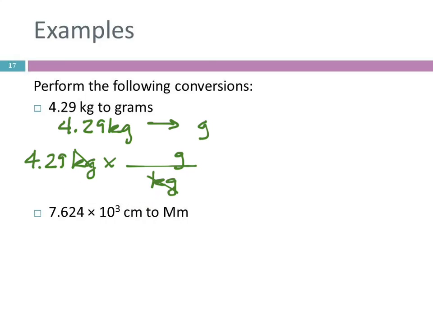We ask ourselves, what does kilo mean? 10 to the third. So kilos down here, I'm going to write what it means on the other side. 10 to the third. And if it helps you, write 1 times 10 to the third. So then we do the math, and we end up with 4.29 times 10 to the third in scientific notation.